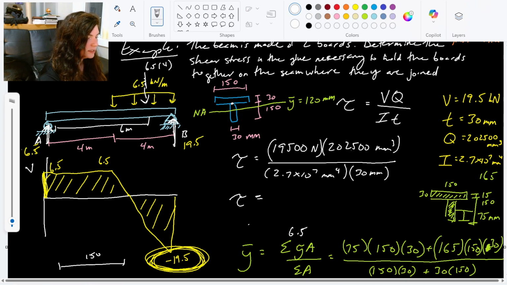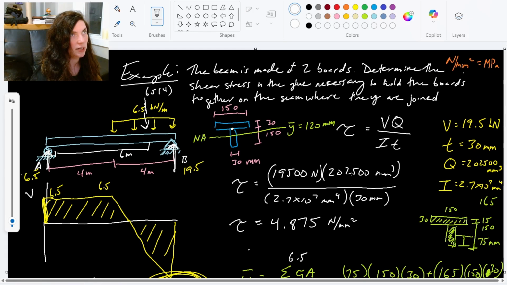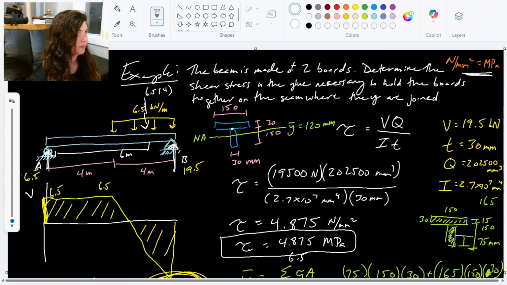So I get a shear stress with this all worked out in newtons per millimeter squared. So when I plug that into the calculator, it gives me 4.875 newtons per millimeter squared, or as we just said at the beginning here, Newton per millimeter squared is a megapascal. 4.875 megapascals. And that's it. That's all of our steps.